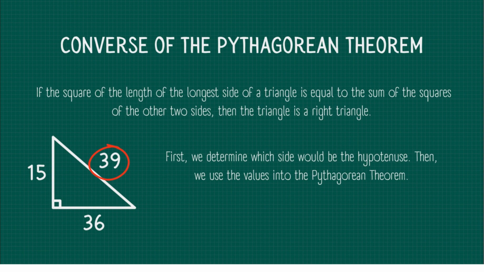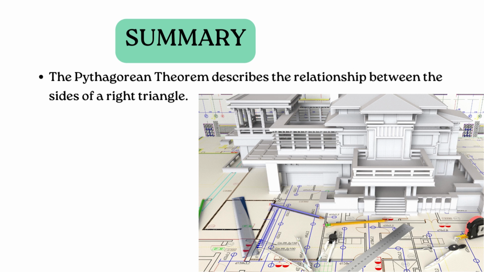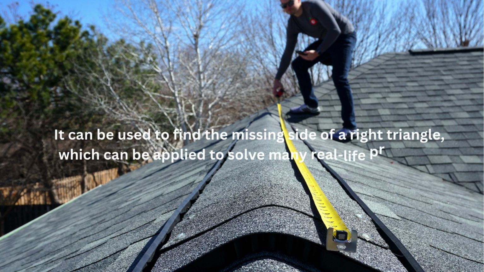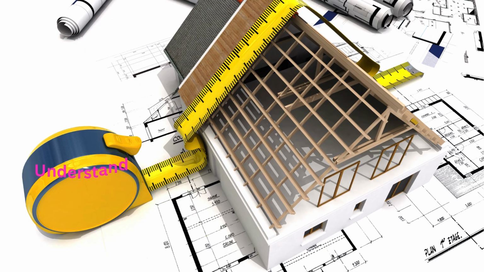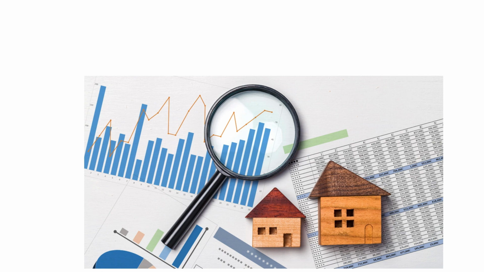So, summary, guys: the Pythagorean theorem describes the relationship between the sides of a right triangle. It can be used to find the missing side of a right triangle, and can be applied to solve many real life problems. Understanding the Pythagorean theorem is a great foundation for learning trigonometry, the distance formula, and more.